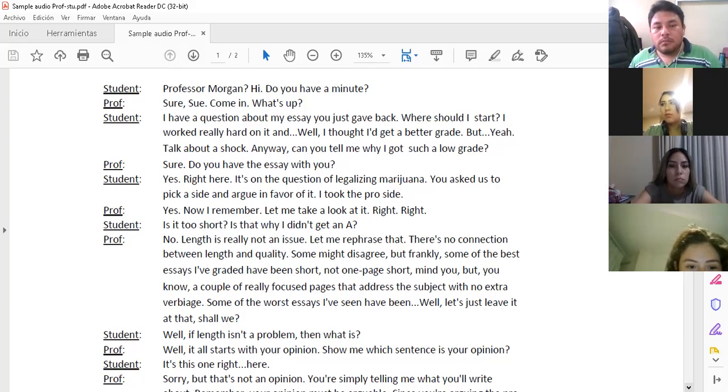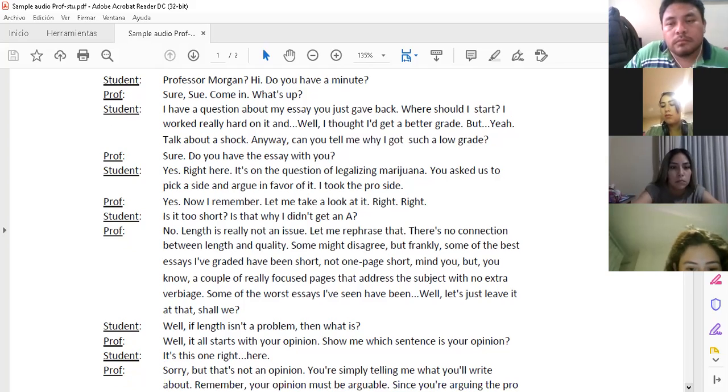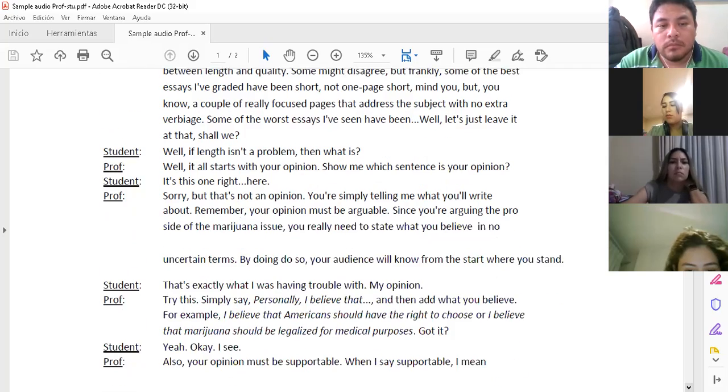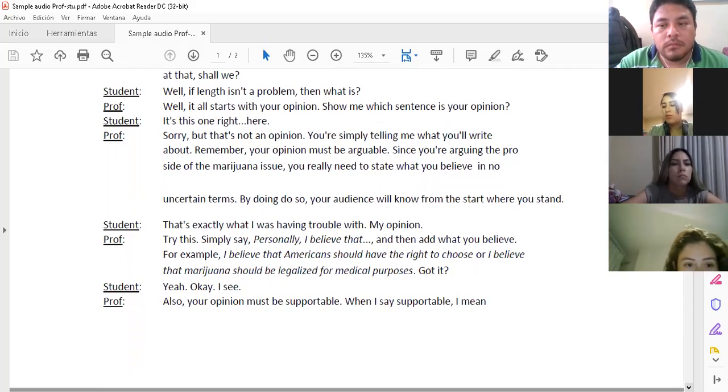Right. Is it too short? Is that why I didn't get an A? No, length is really not an issue. Let me rephrase that. There's no connection between length and quality. Some might disagree, but frankly, some of the best essays I've graded have been short. Not 1 page short, mind you, but a couple of really focused pages that address the subject with no extra verbiage. Some of the worst essays I've seen have been, well, let's just leave it at that, shall we? Well, if length isn't a problem, then what is?